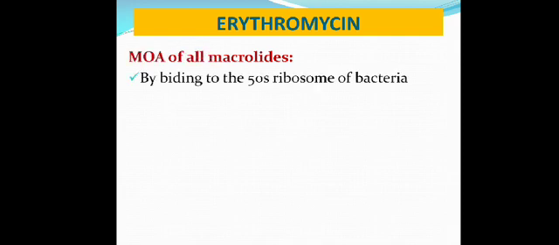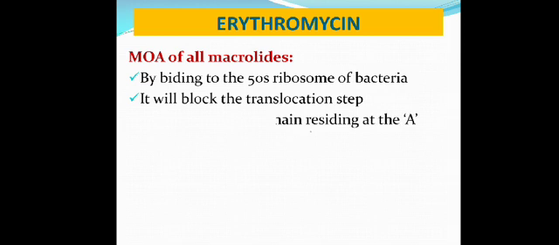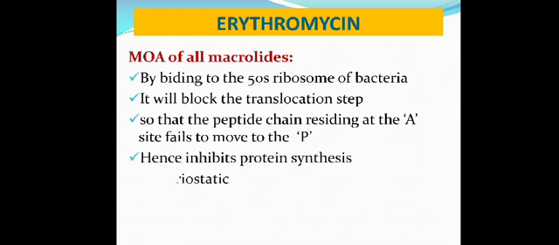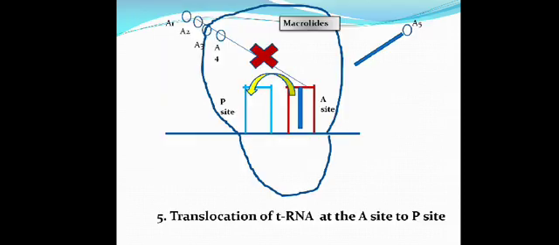Mechanism of action of all macrolides: by binding to the 50S ribosome of bacteria, it will block the translocation step. Translocation step means here the movement of the peptide chain from A site to P site does not occur. Hence, it inhibits the protein synthesis and produces bacteriostatic effect.